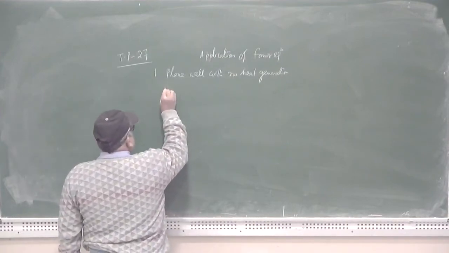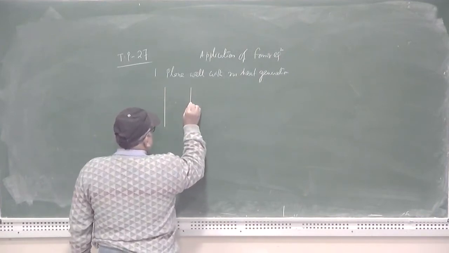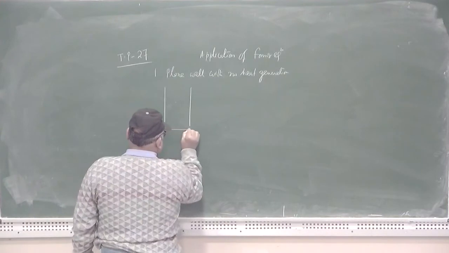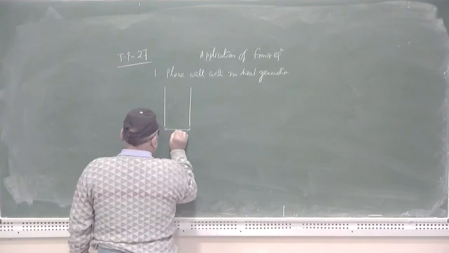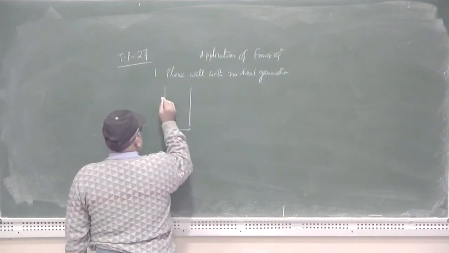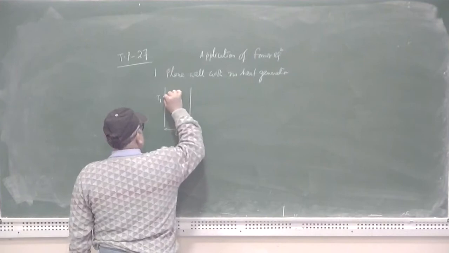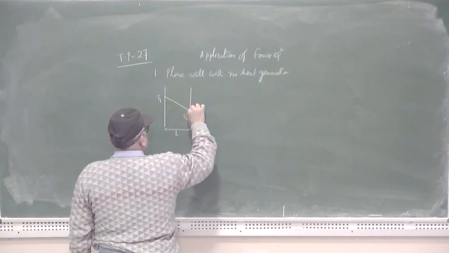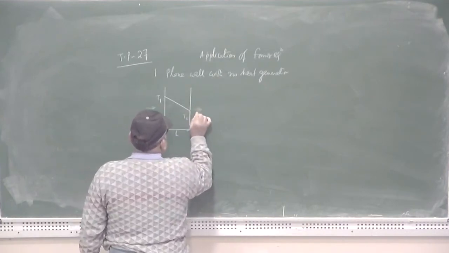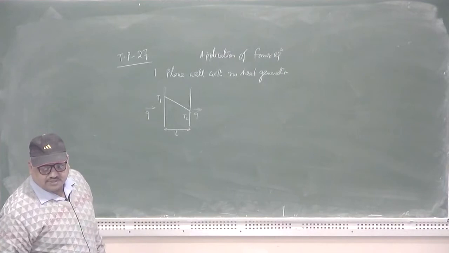So let us take the case of a plane wall with no heat generation. Suppose this is the plane wall of thickness L. This is the point at which the temperature is T1. At this point, the temperature is T2. Then the heat flow is taking place in this direction. Let the quantity of heat energy flowing be Q. Since there is no heat generation, the same quantity of heat will flow through the system.